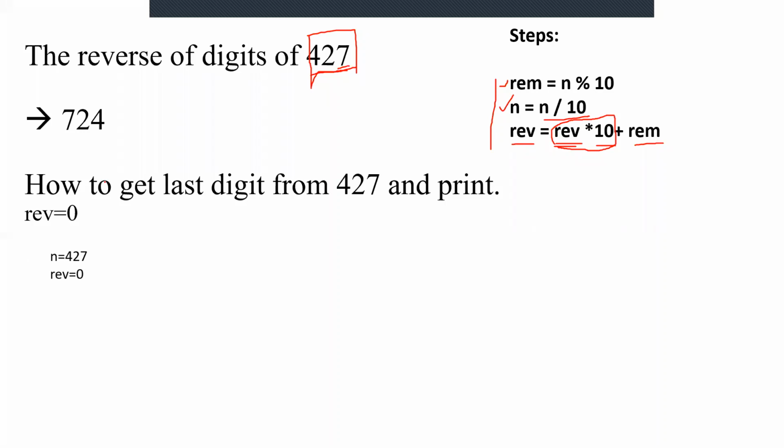Now, what is the number to be reversed? The number to be reversed is 427. That is given as n, 427. And then we initialize reverse equal to 0. So what will be the first step? Remainder equal to n mod 10. What is the n value in this first step? 427. So when we find mod, we will be able to extract the last digit. What is the last digit? 7.